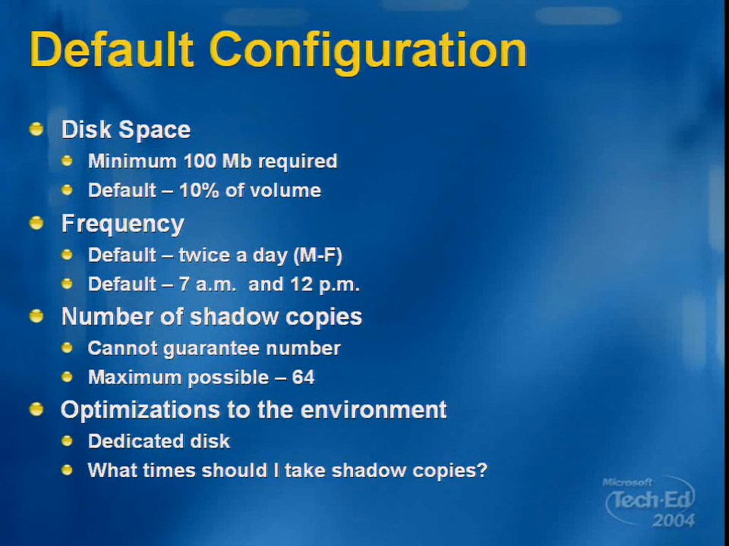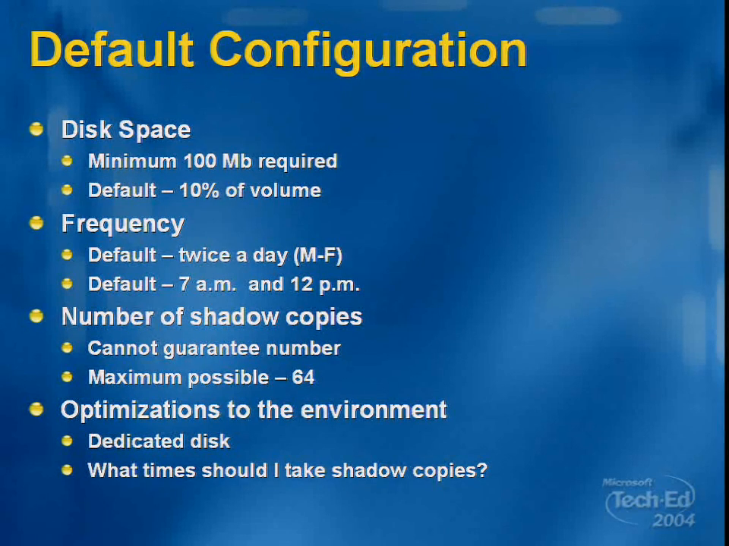That means that if someone comes in and accidentally deletes a file at 9 o'clock, or accidentally corrupts a file, or accidentally hits save instead of save as to generate a new version of the file, you can go back to either today at 7 o'clock or today at 12 o'clock and get the copy of the file as it existed then. We can't guarantee how many shadow copies you can keep around, but the maximum is 64.